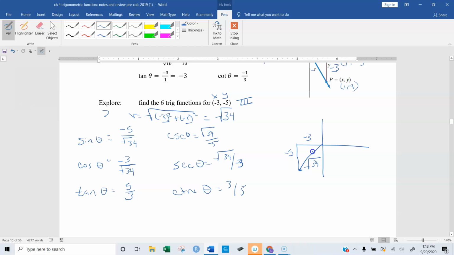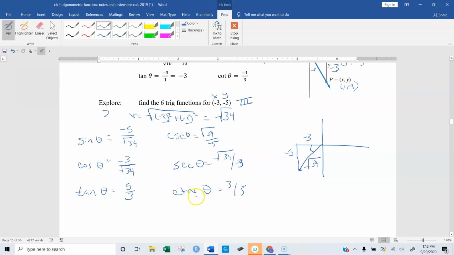Now we're dealing with this angle. So the sine is opposite, so negative 5 over the square root of 34. Cosine, negative 3 over the square root of 34. Tangent, negative 5 over negative 3, which is 5/3. Flip them for your other functions.